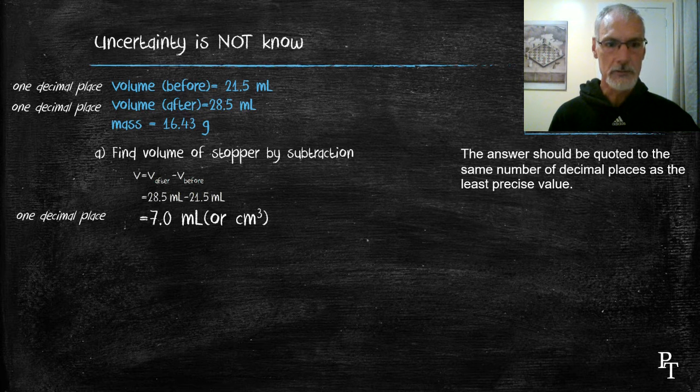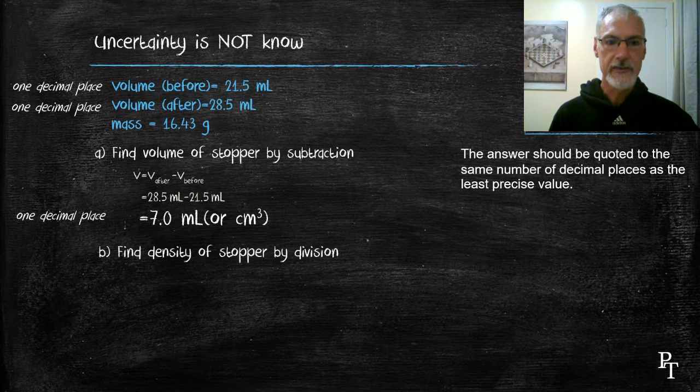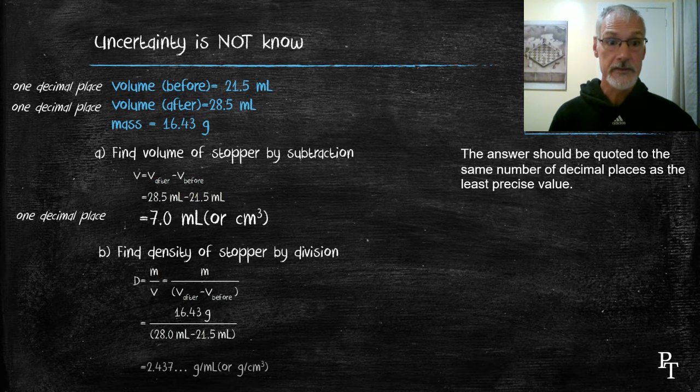Now let's look at how we would calculate our density. Density, recall, is mass over volume. Now in this case, to avoid any rounding off errors, I'm going to use the subtraction of my two volumes to come up with the change in volume. And I put these numbers in my calculator and I obtain the following answer.